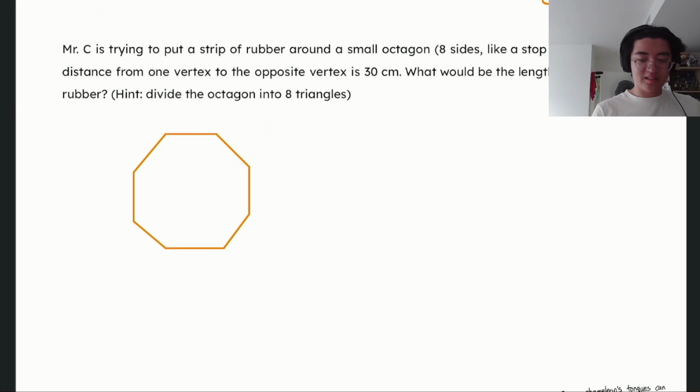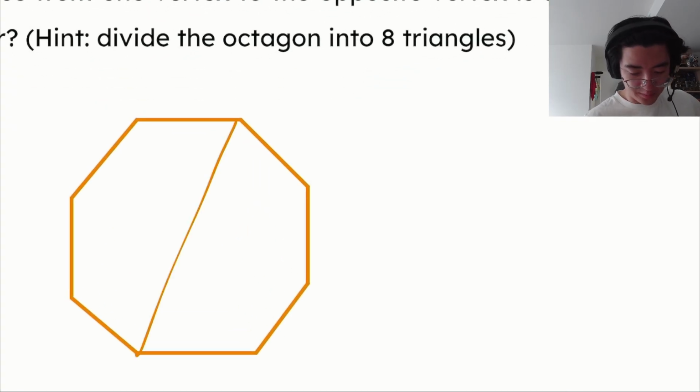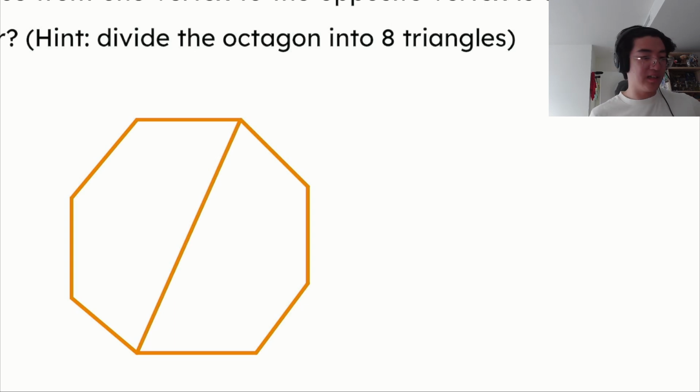Right, so here's an octagon. The distance from one vertex to the opposite vertex is 30 centimeters. It's pretty much saying the distance from one point to the other point. That's 30 centimeters.